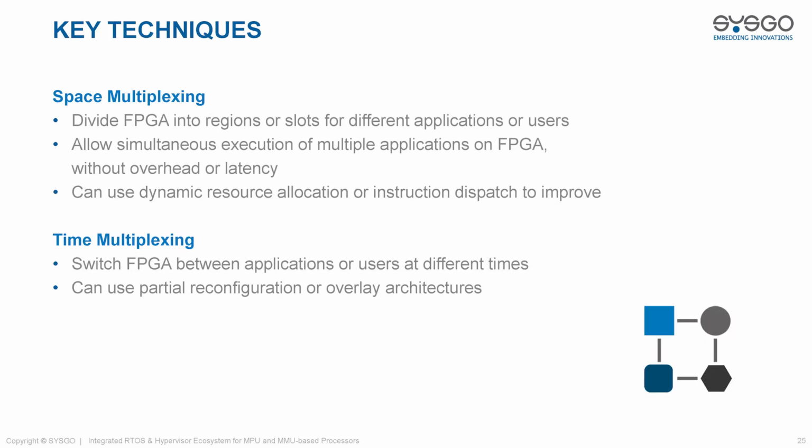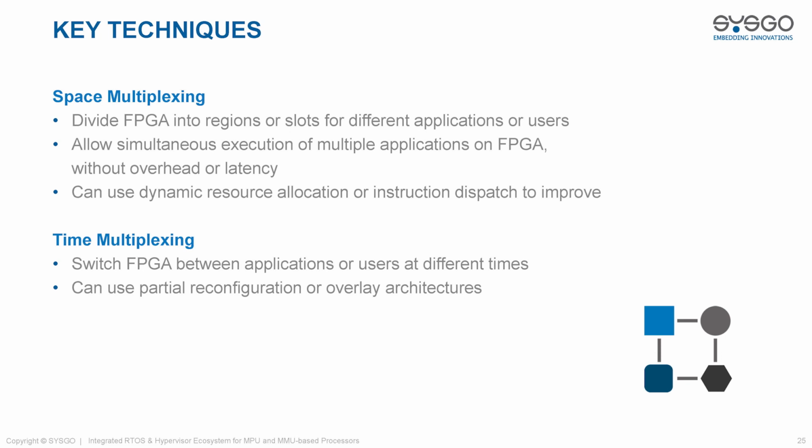One of the key techniques we employ here is space multiplexing, and this involves dividing the FPGA into regions or slots. Each of them is designated for different applications or users. This approach enables the simultaneous execution of multiple applications on the FPGA, ensuring there is no unnecessary overhead or latency. And we can achieve this through dynamic resource allocation or instruction dispatch, and as a result, enhance the overall efficiency of the system.